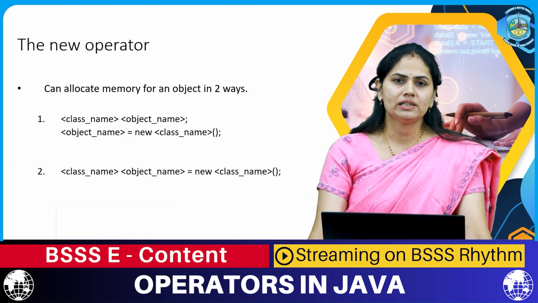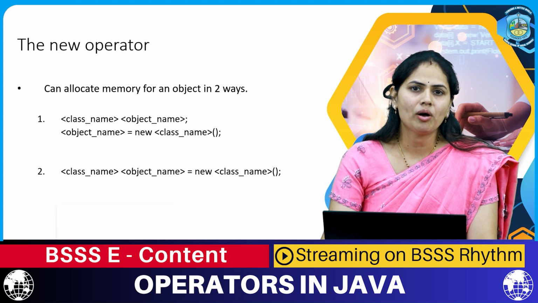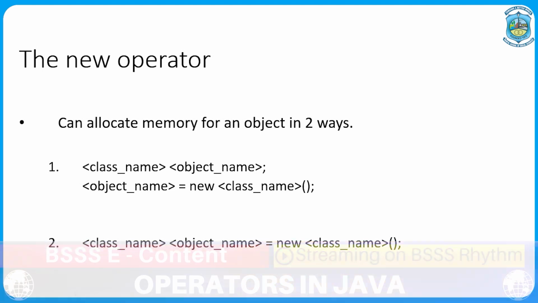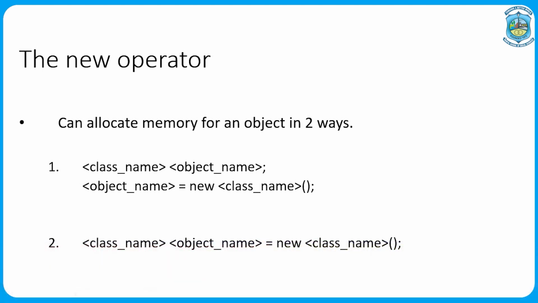Then this is the new operator. This operator is new in Java. Basically, the new operator is used to allocate memory in Java. This new operator can allocate the memory for an object. The new operator is used to create an object in Java, and the object which we are creating gets some memory by using the new operator. So, this is the syntax for creating an object.